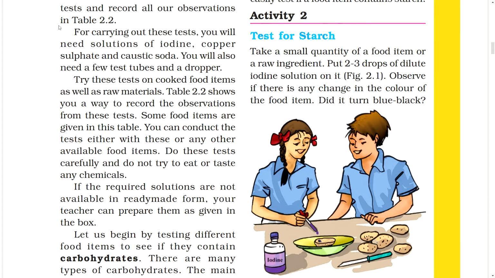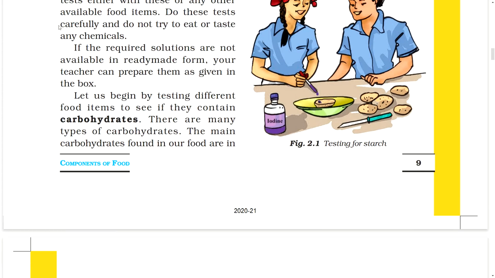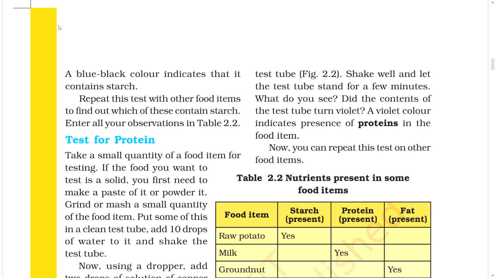Activity 2. Test for starch. Take a small quantity of a food item or a raw ingredient. Put 2 to 3 drops of dilute iodine solution on it. Observe if there is any change in the colour of the food item. Did it turn blue-black? Testing for starch. A blue-black colour indicates that it contains starch. Repeat this test with other food items to find out which of these contain starch. Enter all your observations in the table.